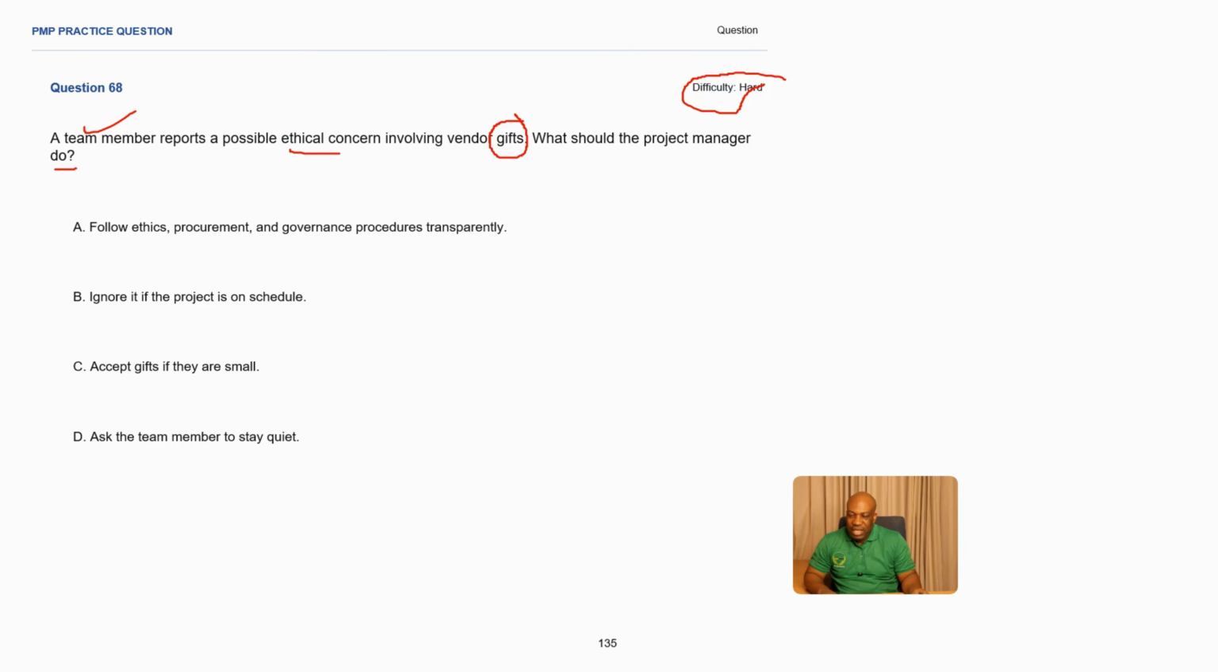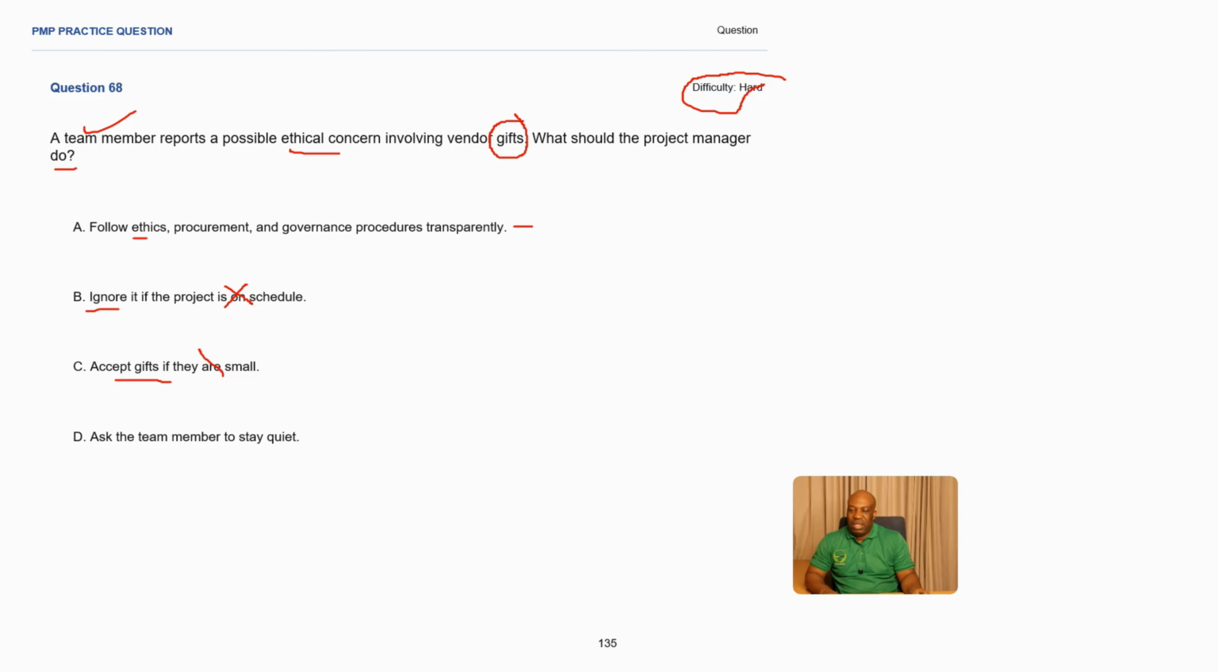Number one, follow ethics, procurement, and governance procedures transparently. I like this one. You're following ethics. Ignore it if the project is on schedule. You don't ignore issues or risks in a project environment, so making this one incorrect. Accept gifts if they are small. You don't accept gifts because they are small. It depends. In some countries, in some laws, it's not allowed.